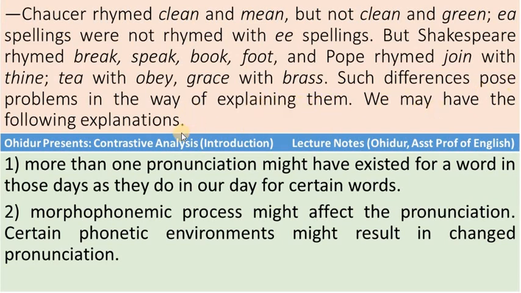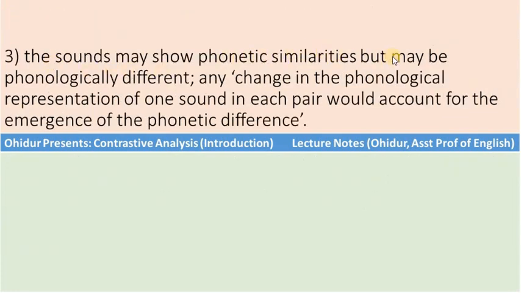We may have the following explanations. More than one pronunciation might have existed for a word in those days as they do in our day for certain words. Morphophonemic processes might affect the pronunciation. Certain phonetic environments might result in changed pronunciation. The sounds may show phonetic similarities but may be phonologically different. Any change in the phonological representation of one sound in each pair would account for the emergence of the phonetic difference.